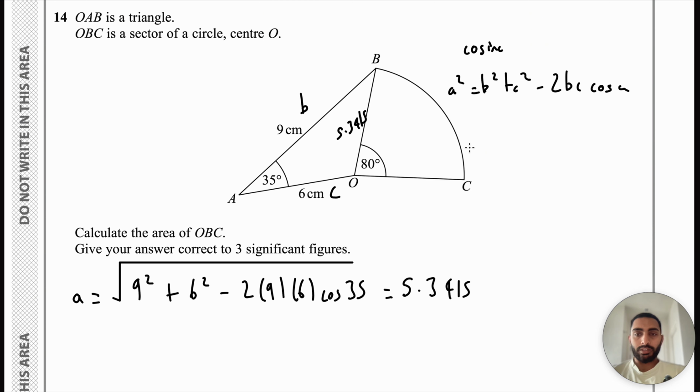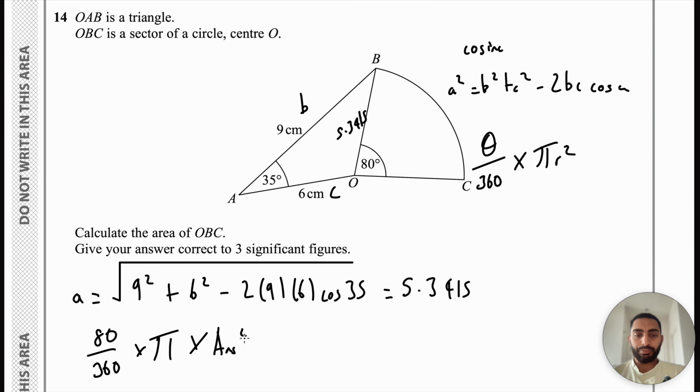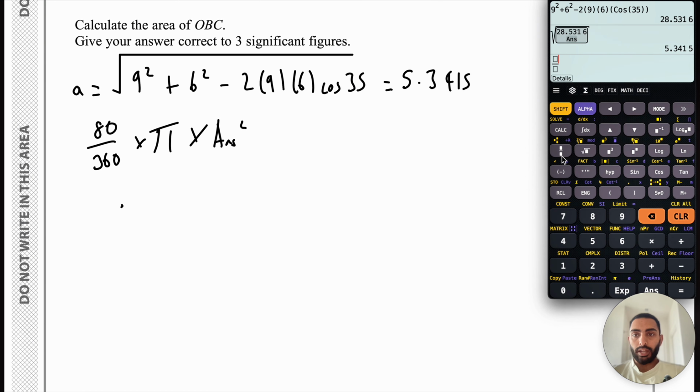So how do we find areas of sectors of circles? All we do is find the proportion of the circle that we have. So it's theta divided by 360 multiplied by the area of a circle formula, pi r squared. So I'm doing 80 over 360 multiplied by pi multiplied by my radius, my previous answer, squared. I'll type all of this in. So I've got 80 over 360 multiplied by pi multiplied by my previous answer squared. That's equal to 19.9188.